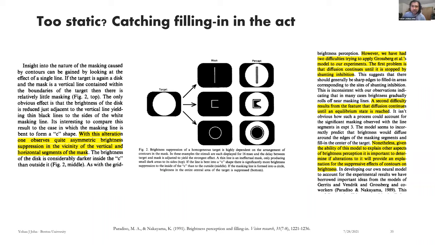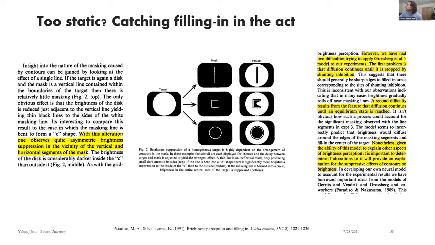Right. So BCS stands for boundary contour system and FCS stands for feature contour system. It's that diagram that I showed earlier. And so the first objection that they had about shunting inhibition creating sharp percepts, I don't understand the logic, so I don't know what to say about it.